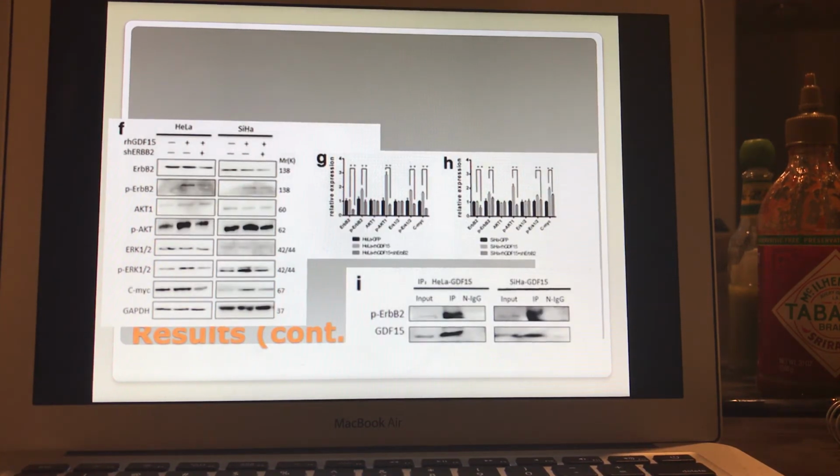In figures F, G, and H, the expression of pAKT1, pERK1, pERK2, and C-MYC was much lower in HeLa shERBB2 and CHA shERBB2 cells than in HeLa shNC and CHA shNC cells. Figure I, via immunoprecipitation assay, showed that GDF15 bound to pERBB2 in both HeLa GDF15 and CHA GDF15 cells. Together, these results suggest that GDF15 activated the PI3K-AKT and MAPK-ERK signaling pathways through ERBB2 in cervical cancer cells.